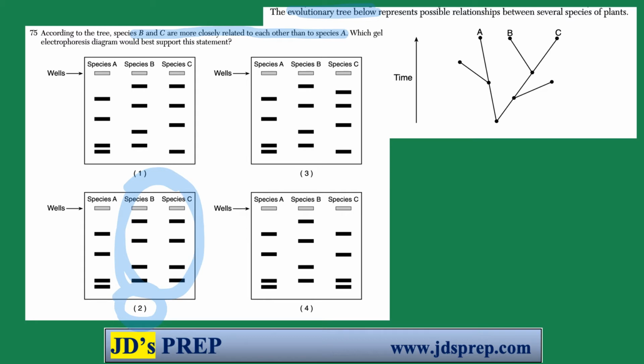Looking at the other diagrams, just to confirm, we can see that they have demonstrated a fair amount of similarities between species A and species C, which is why we can eliminate those three options.